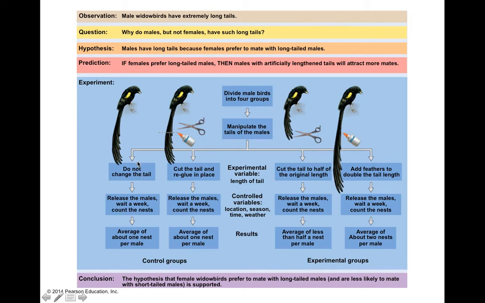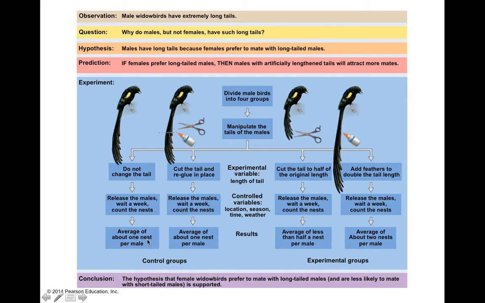So these birds have no change to the tail. For these, the tail is cut off and glued back in place, so we've had the surgery basically, but we're going to have the exact same phenotype. Then these birds have had half of the tail taken off to half the length, and this one is going to have the feathers from that one added to double the tail length.